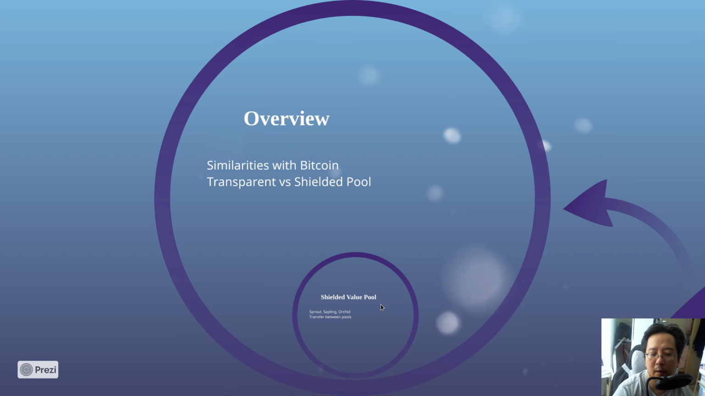The very good, interesting point about having these two pools merged into the same system is that you can make transactions that involve transparent inputs and outputs, as well as shielded inputs and outputs in the same transaction. So you can have several inputs that are transparent and shielded, and several outputs that are transparent and shielded. So you can mix and match basically in the same transaction.